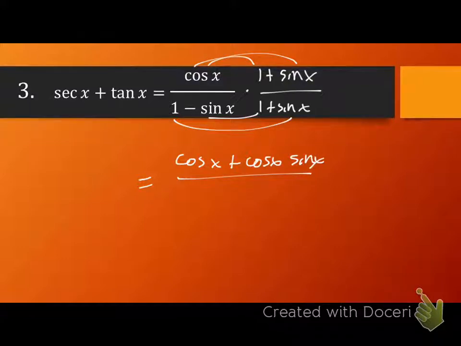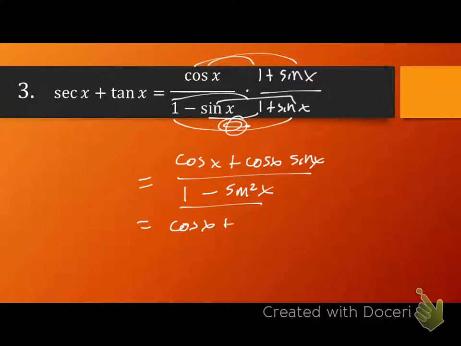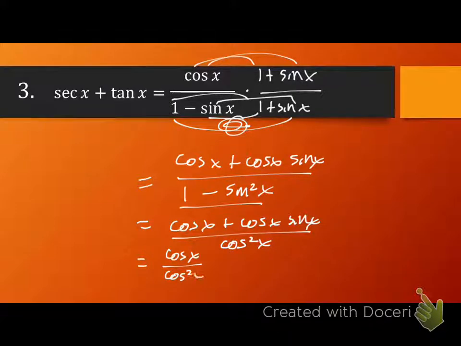In the denominator, since those add to 0, all I got to do is do first times first, which is 1, last times last, which will give you negative sine squared x. Now, that's an identity. So we go cosine x plus cosine x sine x all over cosine squared. Now watch this. We have a numerator that has an addition in it, right? I can actually split this up into two fractions that have the same denominator.